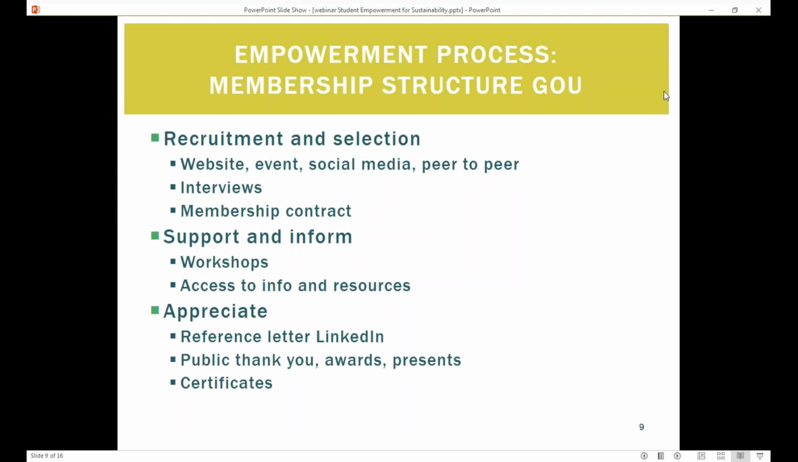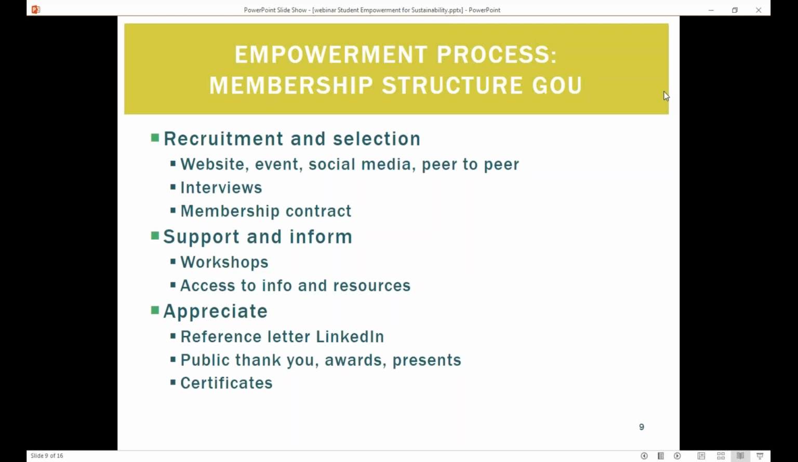And they also gave one or two, and they're planning to give more workshops. So if the group needs to know more about time management, project management, or even a workshop on sustainability knowledge, whatever they are missing and needing, they try to provide it.